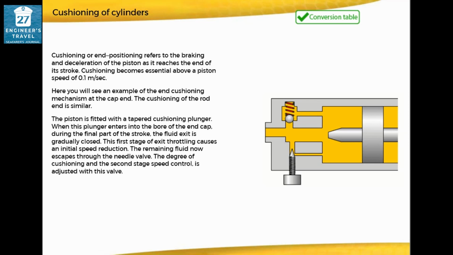The piston is fitted with a tapered cushioning plunger. When this plunger enters into the bore of the end cap during the final part of the stroke, the fluid exit is gradually closed. This first stage of exit throttling causes an initial speed reduction. The remaining fluid now escapes through the needle valve. The degree of cushioning and the second stage speed control is adjusted with this valve. The check valve is fitted to ensure a fast and full force breakaway from the end position.